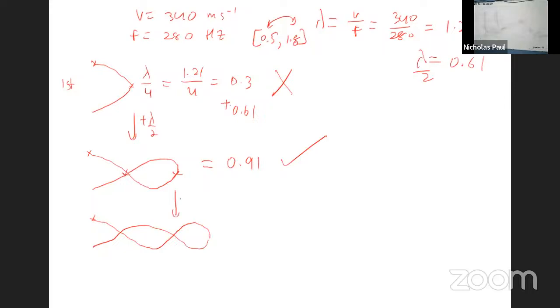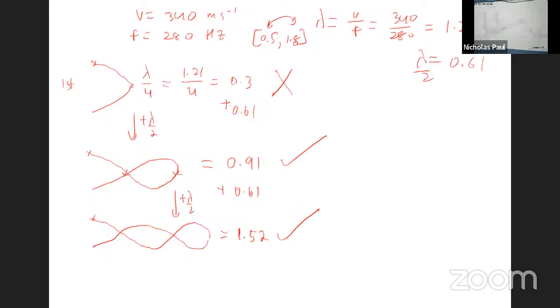Then we're going to add half a wave again. So we're going to add 0.61. How much is that? 1.5. Well, if I use my value, 1.52, right? Good. So we're hearing it at 0.91 and 1.52. All I'm doing is just adding half a wavelength, nothing else. From one to the next is half a wavelength.